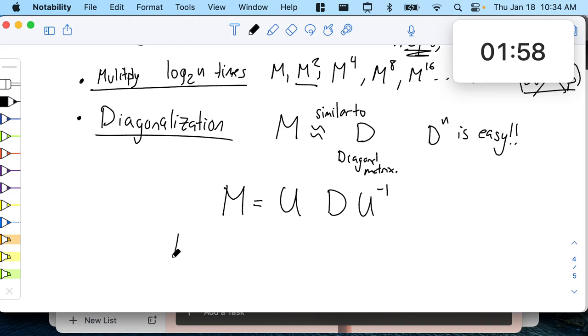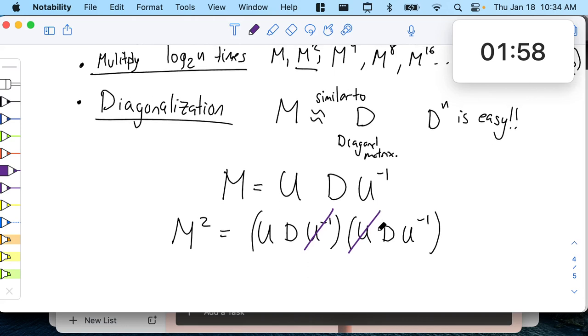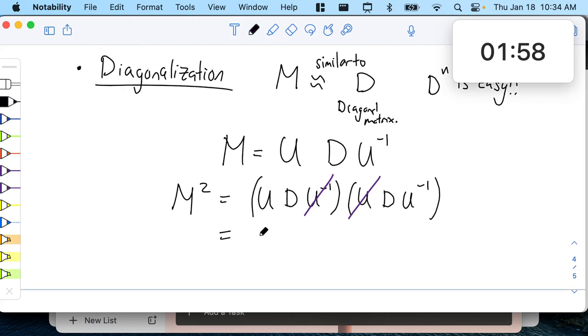So for example, M squared will be U D U inverse times U D U inverse. And now you have a nice miracle that happens in the middle, which is that the U inverse and the U are right next to each other. They cancel out. U inverse times U is the identity. And you're left with U D squared U inverse.